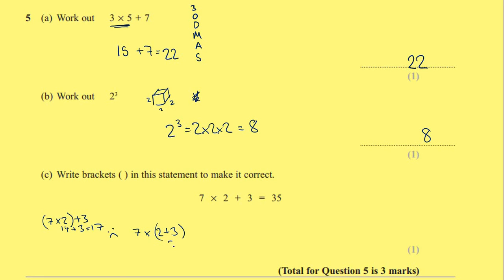Well, 2 plus 3 is 5. Brackets go first, don't they? 7 times 5 is 35. So it's that one. So that is where the brackets go. Okay? In this sort of question, though, don't spoil the one you're supposed to write it on. Try it out in some working out space and then put your brackets on at the end.